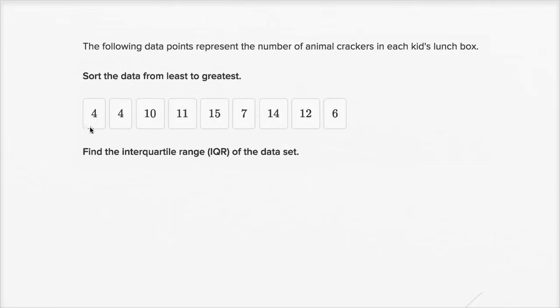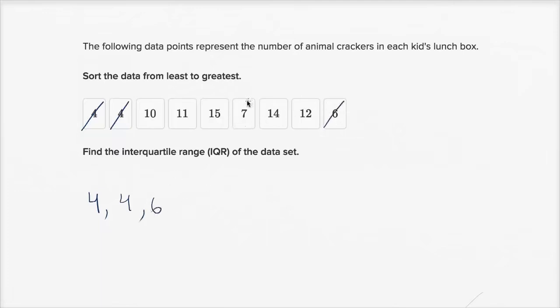Alright, so let's first sort it. If we were actually doing this on the Khan Academy exercise, you could just click and drag these numbers around to sort them, but I'll just do it by hand. So let's see, the lowest number here looks like it's a 4. So I have that 4, and then I have another 4, and then I have another 4. And let's see, are there any 5s? No 5s, but there is a 6. So then there's a 6.